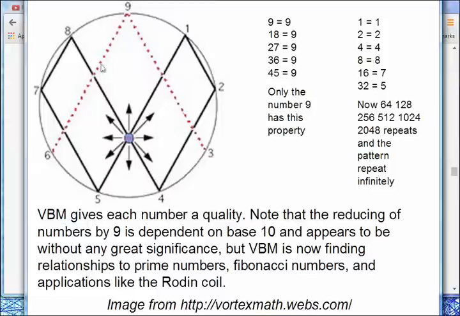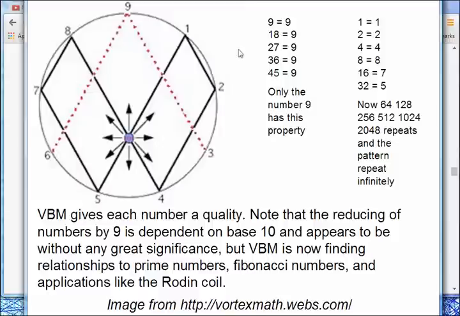It looks like a figure 8. 1, 2, 4, 8, 7, 5. Over and over and over again. It loops around like that, almost like a figure 8, like an infinity sign. And the 3, 6, and 9 are separate.